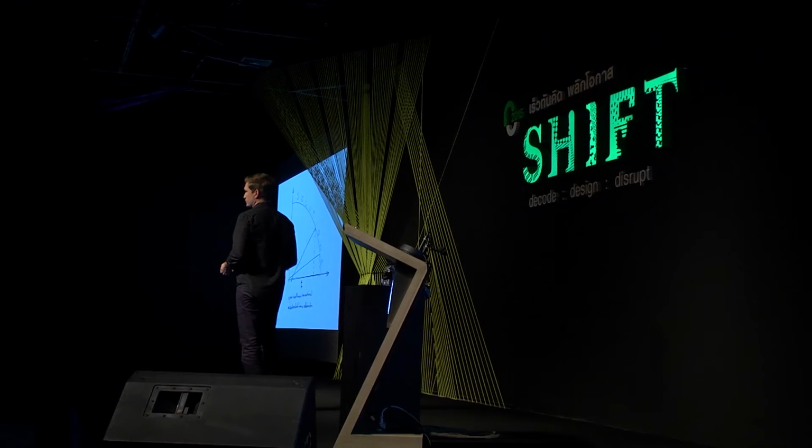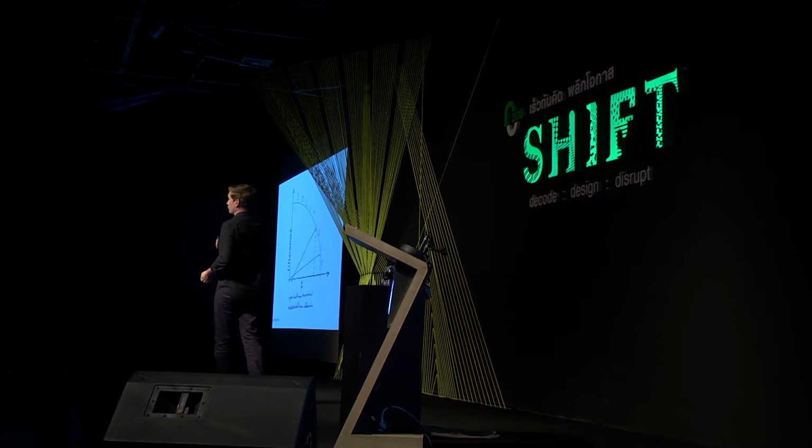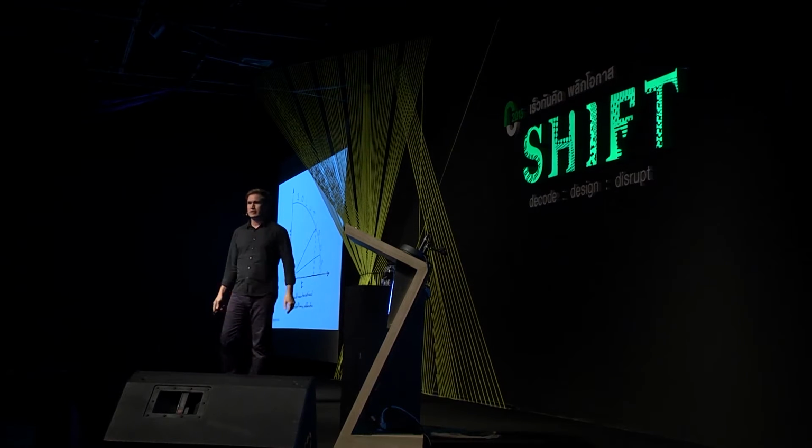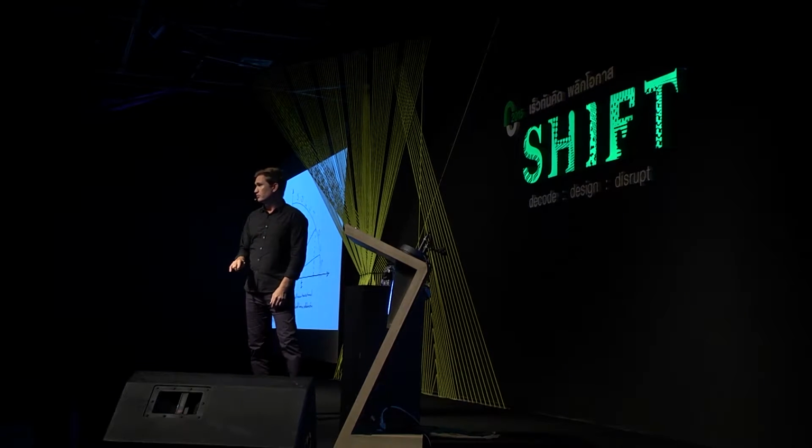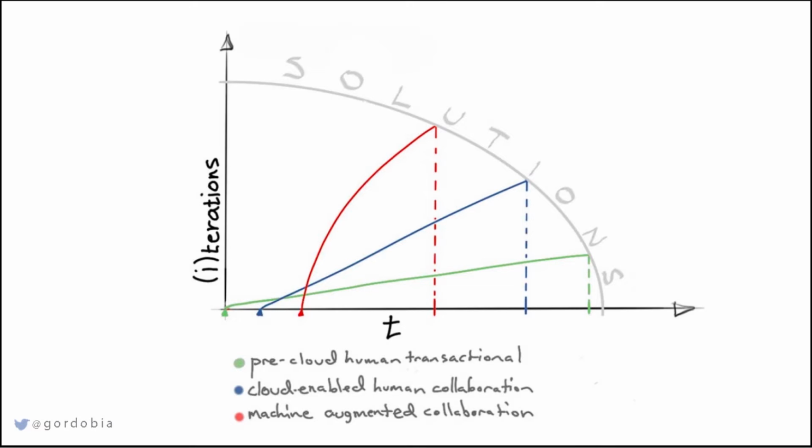And what it enables you to do is go through many, many more iterations. You don't have to wait for someone to finish their work before you start your work. You're all together, unified by cloud technology. So as you can see, the rate of progression is much steeper, but it's still linear. And it's still humans driving the process. So what's this third one?